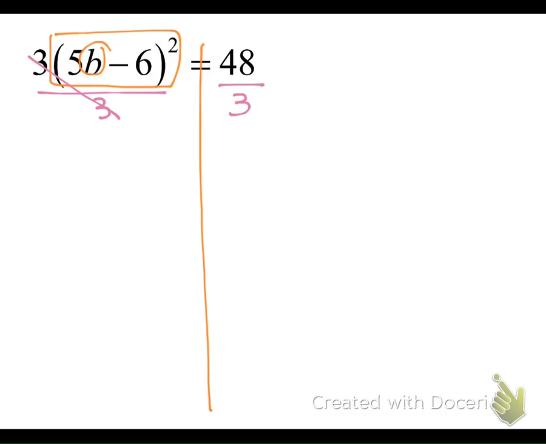Okay. So what do I bring down on my left side, Jalen? 5b, yeah, minus 6. And I'm going to make sure I have that in parentheses and square it. Then on my right side, what's 48 divided by 3? 16. Okay. Now, is my square by itself? Yeah. I saw parentheses. So what do you do now? You look at step 2. What's step 2 say to do?